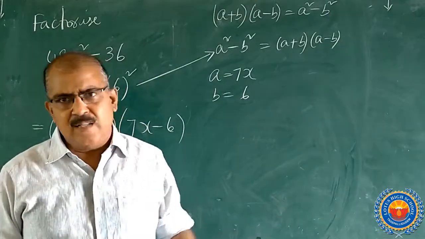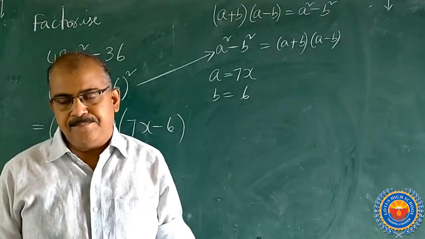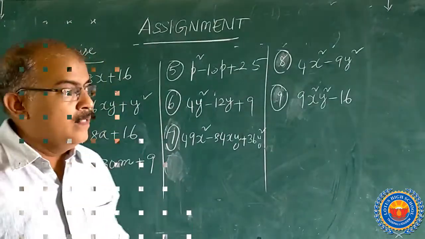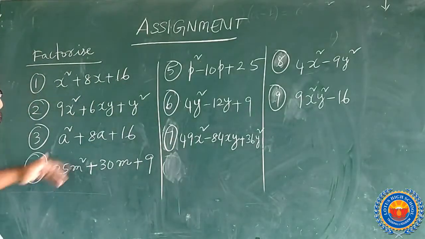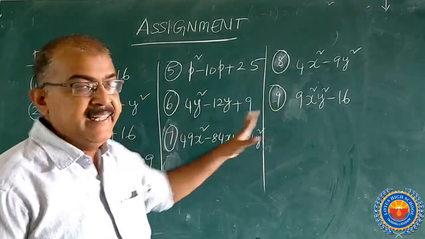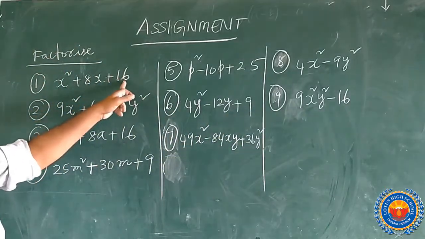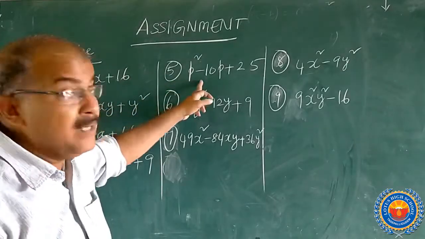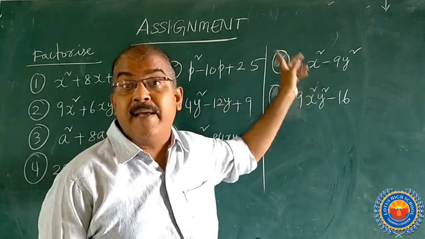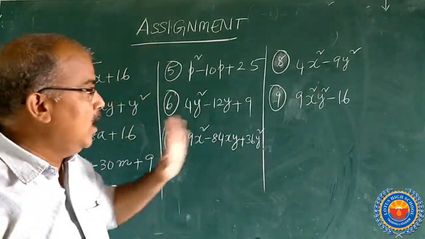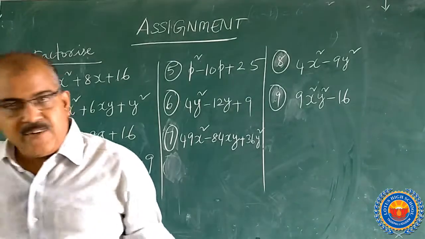All of you, I'll give the assignment. So solve the assignment and send it to your class teacher. Okay, this is the given assignment. Factorization 1, 2, 3, 4, 5, 6, 7, 8, 9. The first set is by using a square plus 2ab plus b square, the next by using a square minus 2ab plus b square, and the last by using a square minus b square. Total 9 sums. All of you solve these 9 sums and send them to your class teacher.